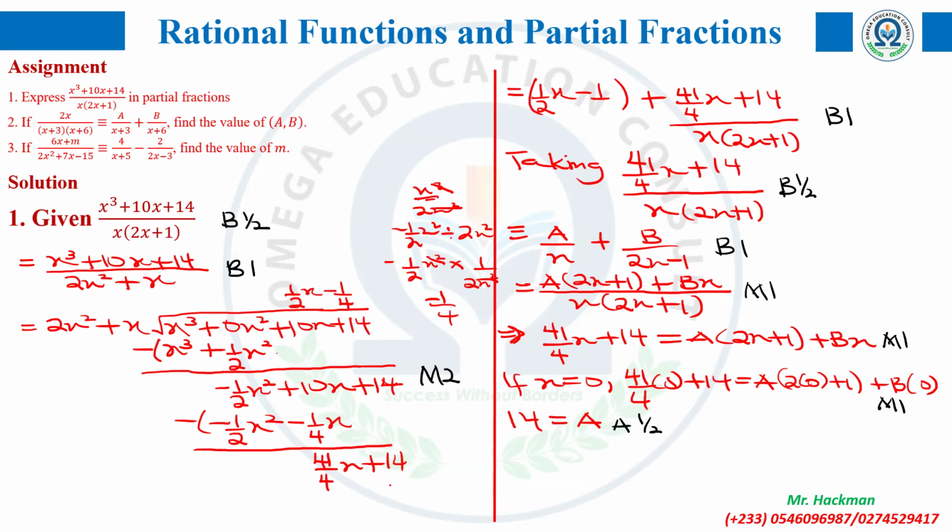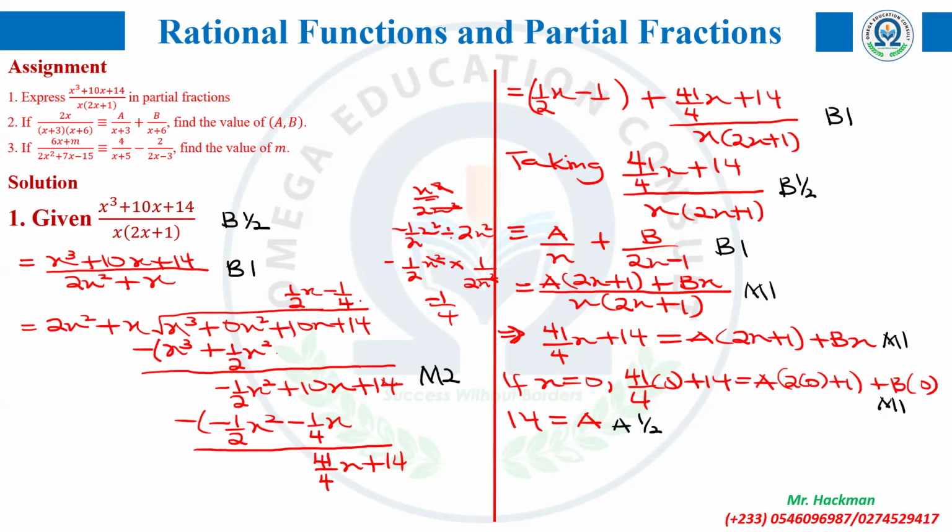Then you bring the 14 down. So at this point, the degree of the new dividend is less than that of the divisor. So this means this becomes our remainder. We stop here.